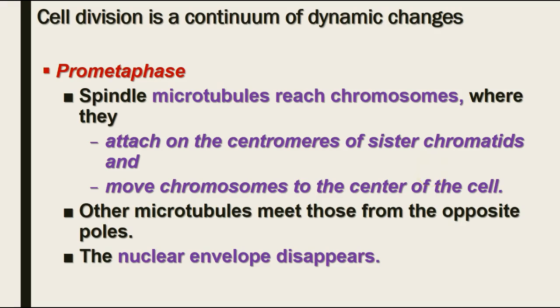In prometaphase, the microtubules from the spindle are reaching the chromosomes where they attach on the centromeres. And what they're doing in the process of prometaphase is gradually moving the chromosomes toward the center of the cell. The nuclear envelope disappears, and other structures are no longer visible except for the chromosomes and the spindle.